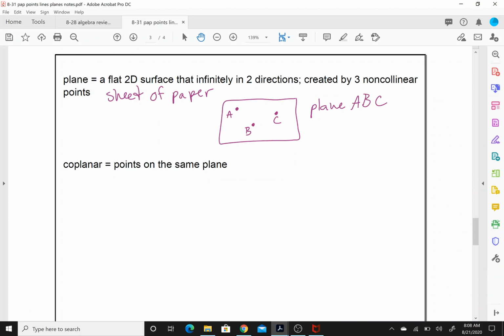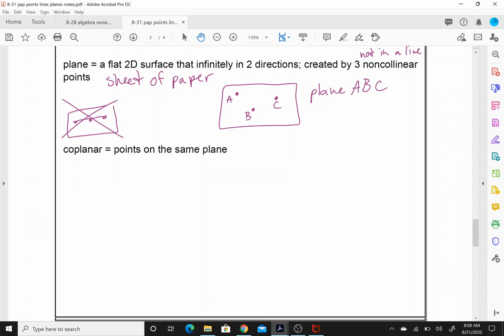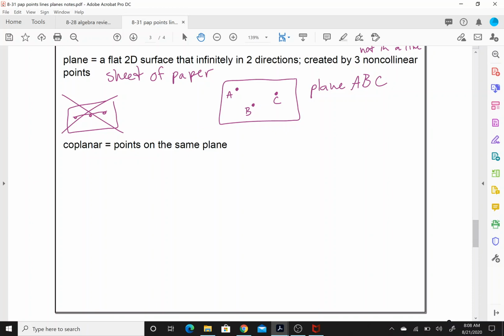If you had a thing like this where you have A, B, and C, and they're all in one line together, you cannot name a plane like that. It has to be 3 non-collinear points, okay? Remember, non-collinear means not in a line. So they have to be spaced out on the plane. They can't all be together. Coplanar means points that are on the same plane.